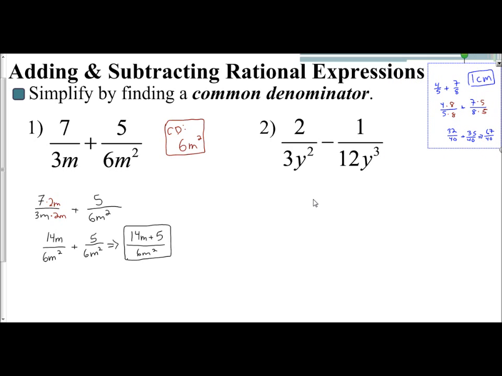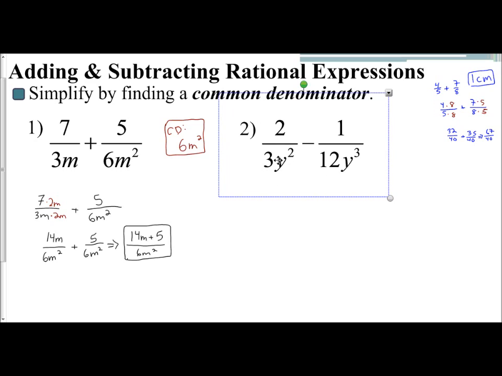I'm going to give myself some room to write down my common denominator. I have 2 over 3y squared minus 1 over 12y cubed. Again, the first thing I'm going to do is identify my common denominator by looking for my least common multiple of them. So I look at my coefficients. I have 3 and 12. The least common multiple of 3 and 12 is 12. I have a y squared and a y cubed. That least common multiple is y cubed. So this is what I want in the denominator.